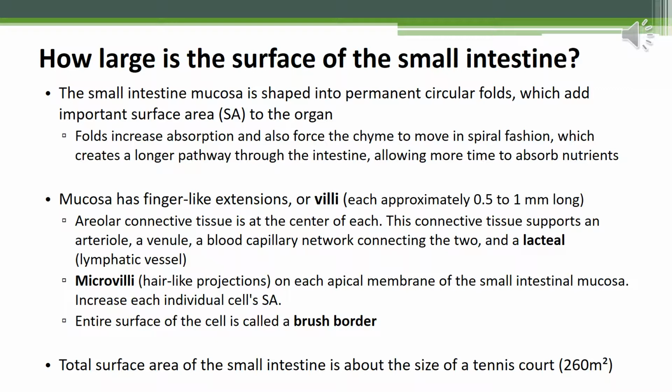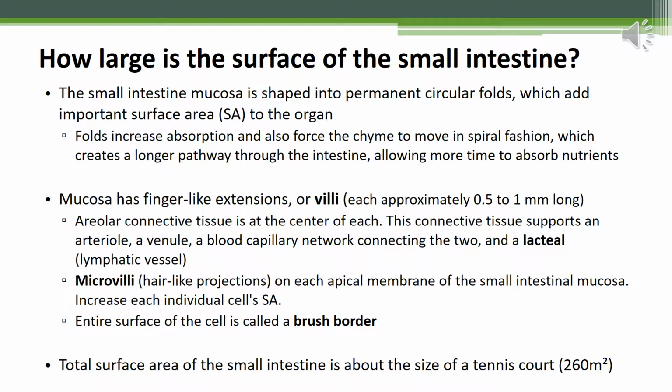Because the small intestine is our primary organ of absorption, it must have a large surface area so that it maintains an efficient rate of absorption. The mucosa of the small intestine is shaped into permanent circular folds which increase the surface area. And like I said, the folds increase the absorption and also force the chyme to move in a spiral fashion, which increases the pathway that they take through the intestine, which allows for more time to absorb the nutrients.